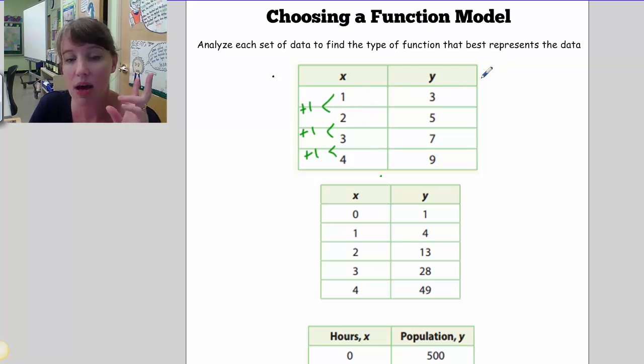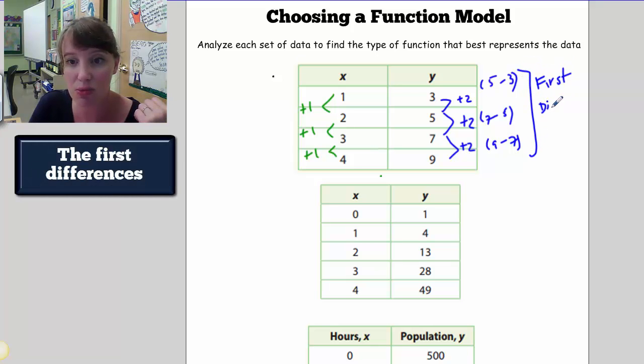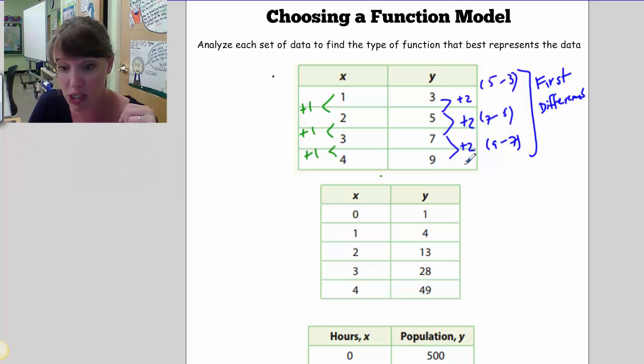But if you have consecutive integer x values, then we can look at the differences between the y's. Here, the difference between these 2 numbers is plus 2, meaning from one shift in an x value, there's an increase in the y value of 2. Here, this is also plus 2. Here, this is also plus 2. What I've just done, these subtractions, 5 minus 3, 7 minus 5, and 9 minus 7, these are called the first differences, right? Difference meaning subtraction, and first meaning it's the first time I've done this.